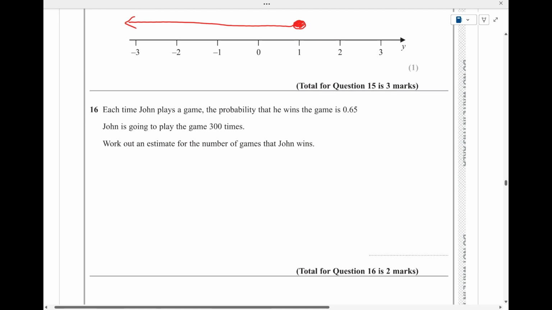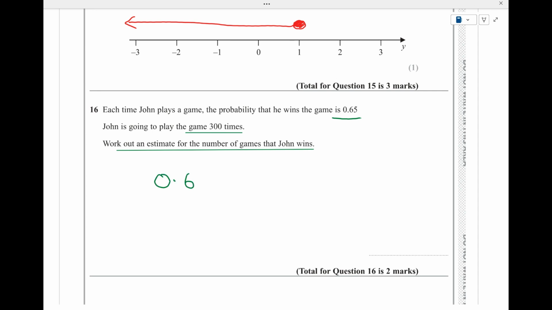Each time John plays a game, the probability he wins is 0.65. Read some sentence, do some maths. What can you work out? I can work out the probability that he loses. I think so. Depends if you can draw. So let's ignore that for a moment. Each time John plays a game, the probability that he wins is 0.65. He's going to play the game 300 times. Work out an estimate for the number of games he wins. Well, the probability of him winning is 0.65. So out of 300 games, we would expect him to win that number of games: 0.65 times 300.